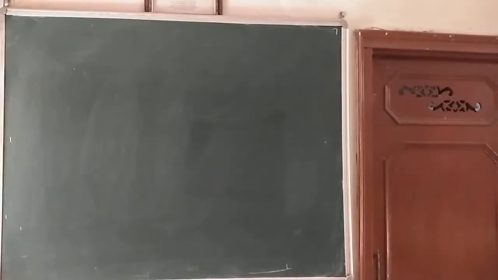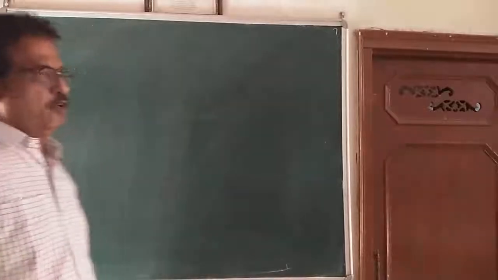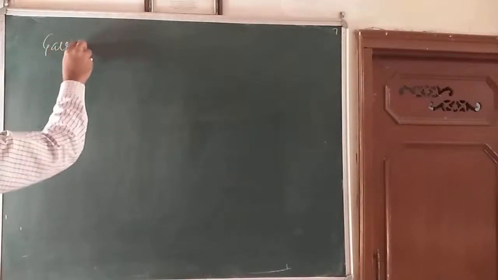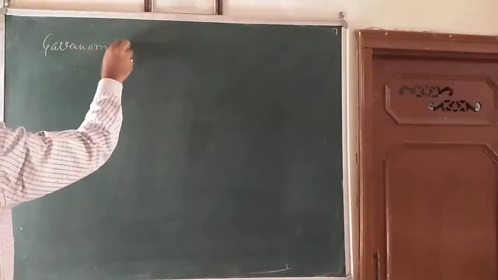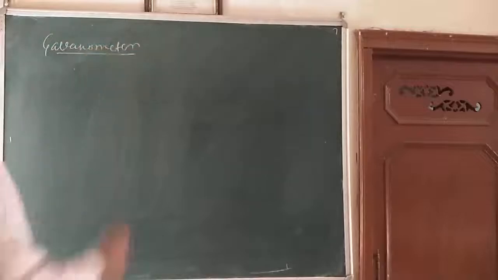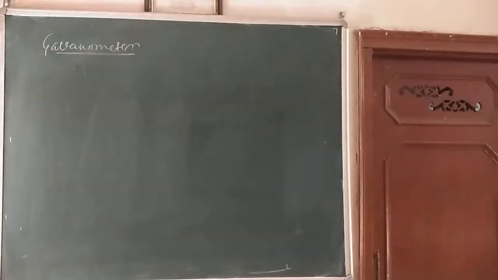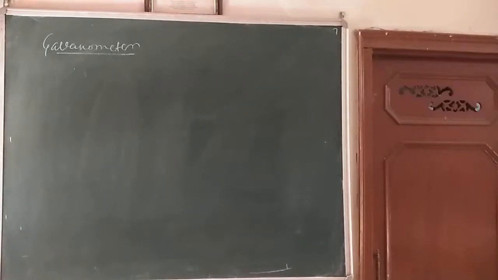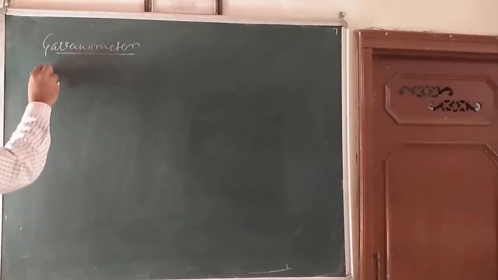Yes, dear children, in continuation of that module, magnetic effect of current, today we are going to see how to convert a galvanometer into an ammeter and a galvanometer into a voltmeter. For that, we are going to see an ammeter.